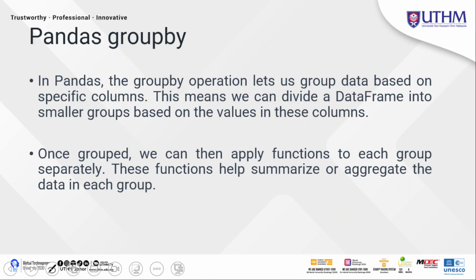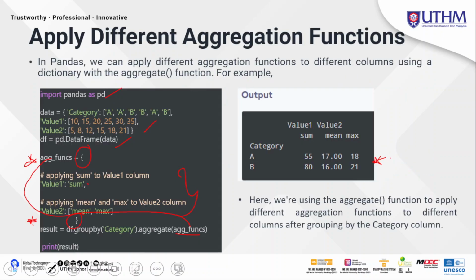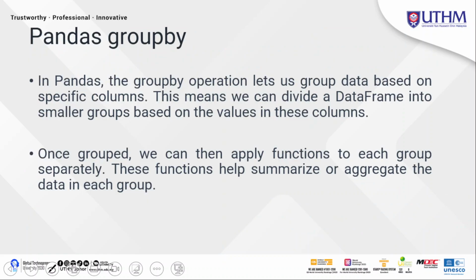Okay, group by. We already learned about group by operations, right? Based on a specific column, this means that we can divide the data frame into smaller groups based on the values in these columns. Once grouped, we can then apply the function separately. You cannot apply an aggregate function if you have repeated records like A, B, B, A, B. It's very hard to calculate the mean, median and all these things without group by methods, so make sure you group them together first of all.